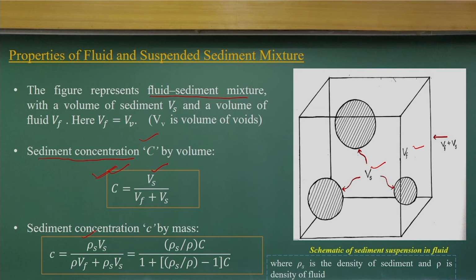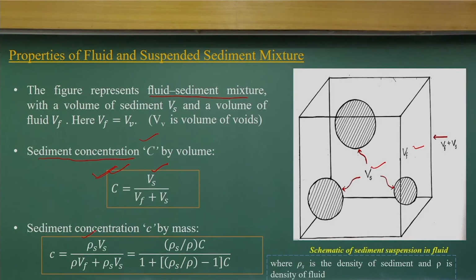It's a very simple way to know how much concentration there is. The higher the presence of sediment, the higher the sediment concentration, so C will be a higher value. If there is low sediment concentration, that means Vs will be less, so C will be less. But many times we use mass conservation properties. We don't look at the volumetric levels.